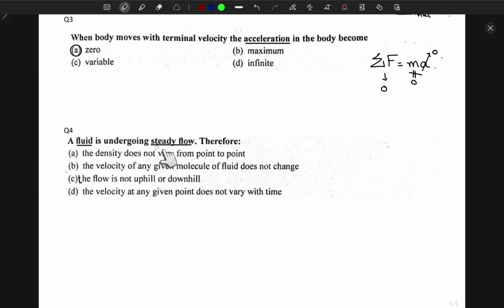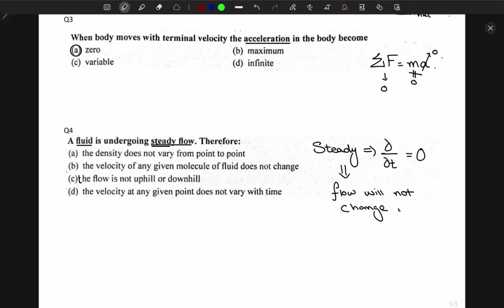you should understand what you mean by steady, right? Steady is the main key point over here. Now, steady just means steady implies that the time rate of change, which is the derivative with respect to time, is equal to 0, which means that the function or any variable, in this case its flow, will not change with time. So steady involves time.